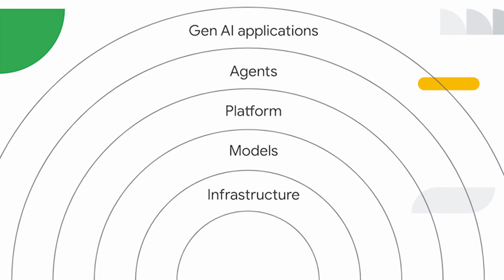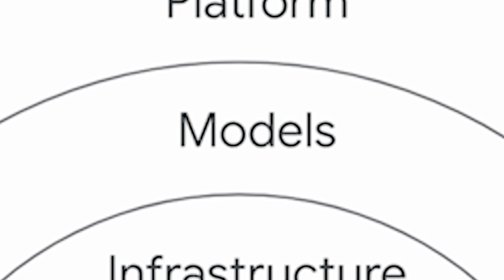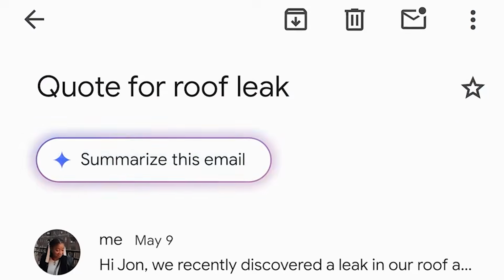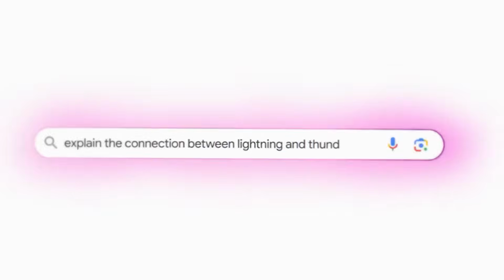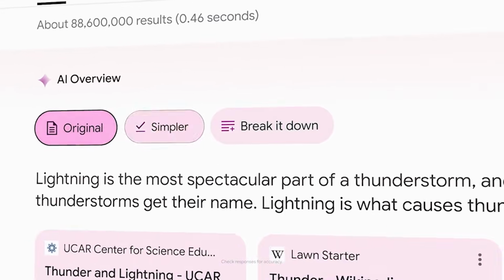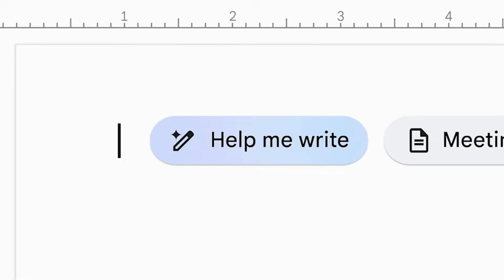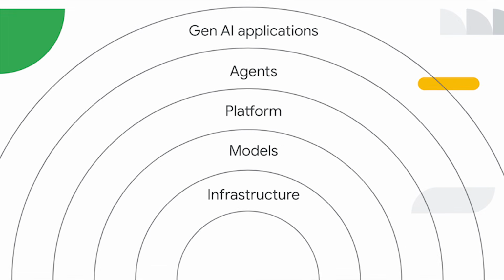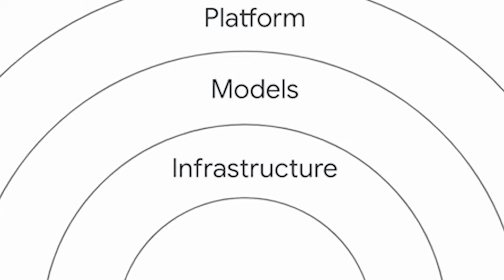The fourth layer are the models, which are the core engines like Gemini. And it's important to distinguish. Gemini, the model, powers applications, while Gemini, the app, is the interface you interact with when you are chatting with it in your browser. And the last layer is the infrastructure layer.